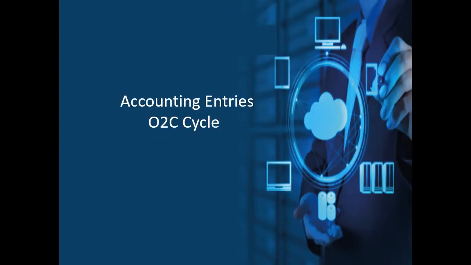In my last video, I covered the accounting entries for P2P cycle, and in my current video, I'll be covering the accounting entries for O2C cycle. I'll not be able to show all the transactions, but wherever required, I'll get into the system and show the concerned setups from where the accounting entries, the source of the account, is being pulled from.